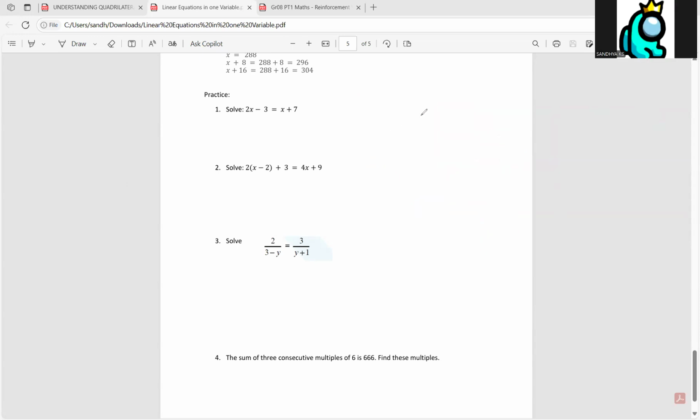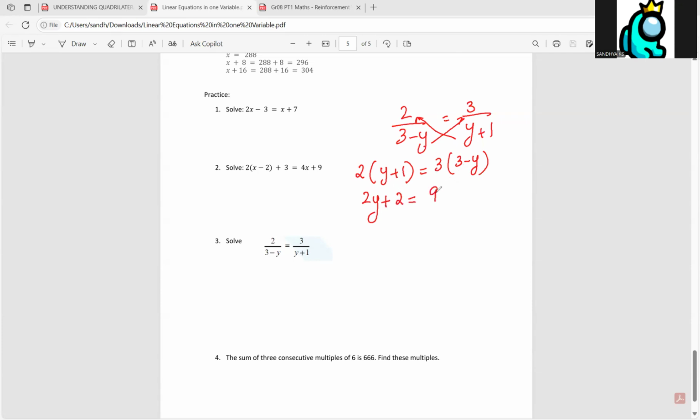Next. Solve 2 by 3 minus y equal to 3 by y plus 1. If the question comes like this, you need to first cross multiply. That is, the denominator from LHS will become numerator in RHS, and the denominator in RHS will become numerator in LHS. So it will become 2 bracket y plus 1 equals 3 bracket 3 minus y. Now open the bracket. 2 into y will become 2y, plus 2 into 1 will become 2, equal to 3 into 3 becomes 9 minus 3 into y, equal to 3y.